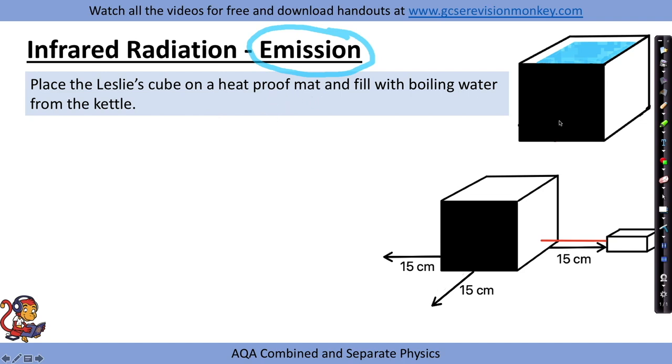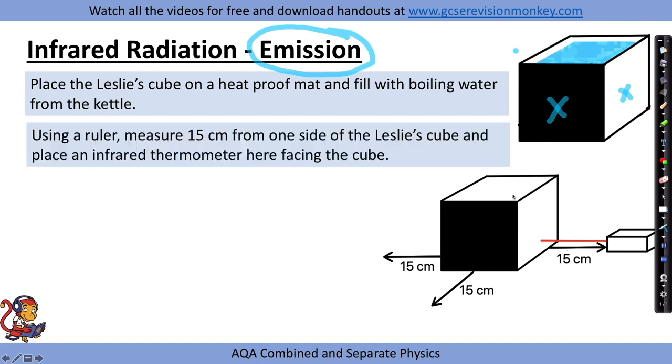Now the Leslie's cube is just a metal cube with different coloured surfaces on the vertical sides. So for example, you could have a white surface like this, you could have a matte black surface, a shiny black surface, and a silver surface, for example. Using a ruler, we would measure a set distance, so I've just suggested 15 centimetres, from one side of the Leslie's cube and place an infrared thermometer here facing the cube.